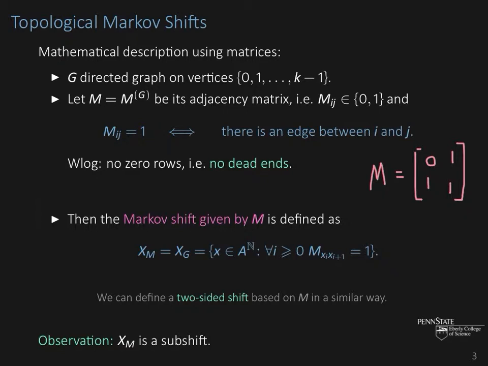We can, of course, also look at the two-sided shift based on M in a completely similar way by just looking at the sequences over A to the Z, so the bi-infinite sequences that have this condition, not only for all i greater than or equal to 0, but for all integers i. Right? So the first observation we want to make is that this actually defines a subshift.